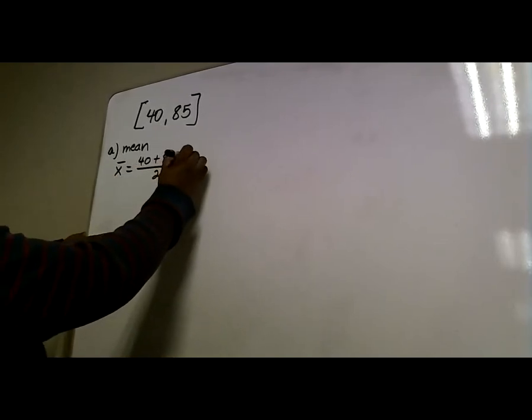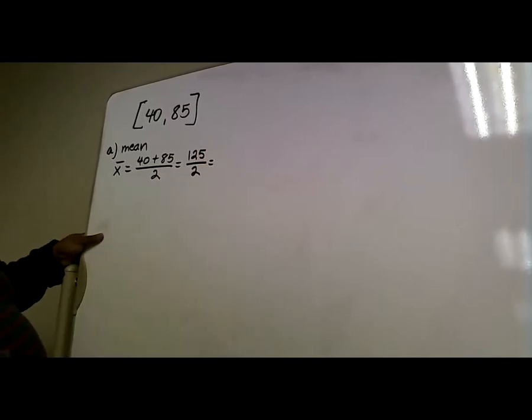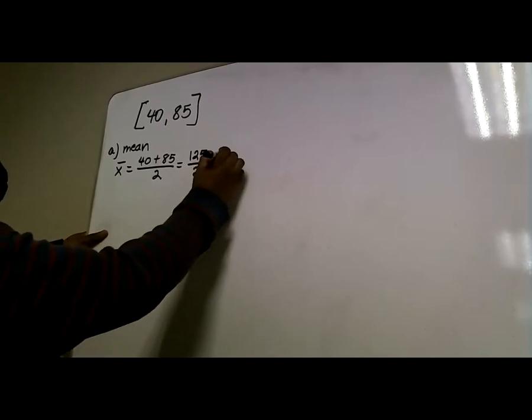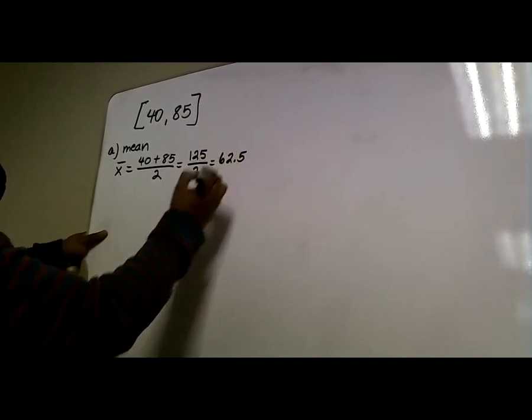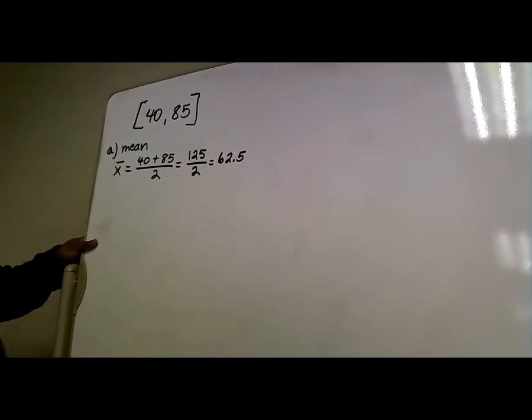40 and 85 would be 125, and divide 125 by 2 and you'll get 62.5. So that's the mean of this data set.